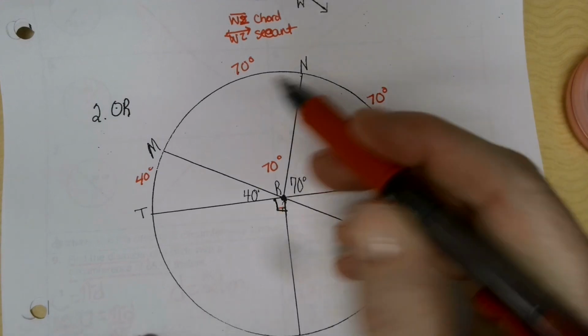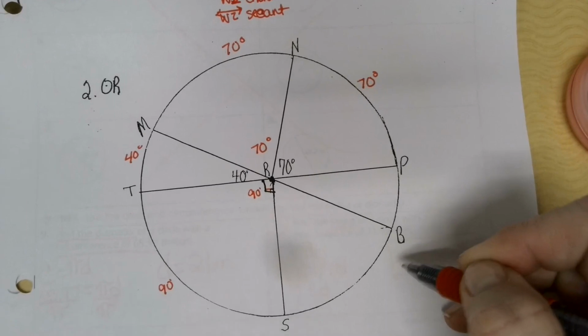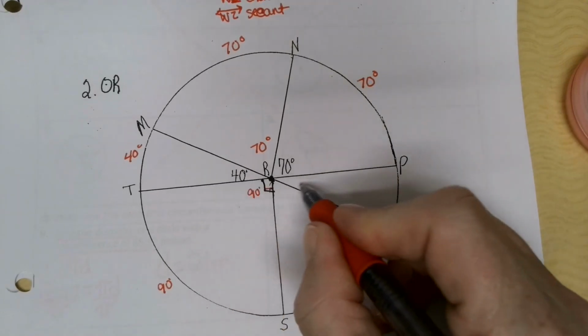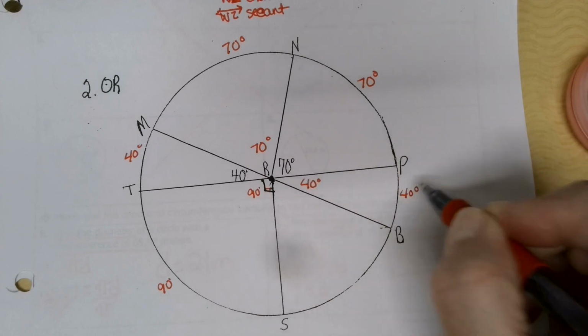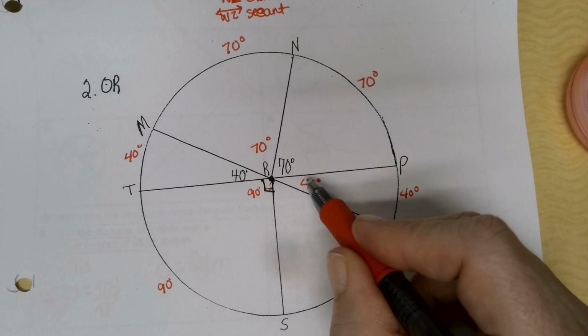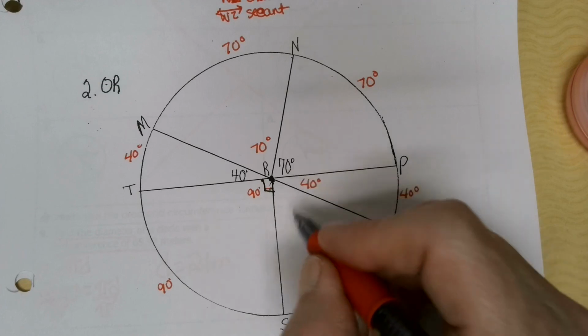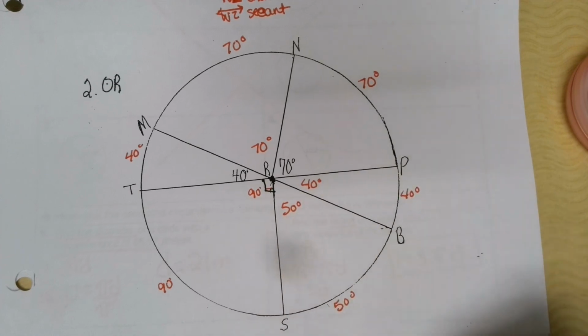We have a 90 right here, so I know that this is 90 degrees, and this arc is 90 degrees. And then this is a vertical angle, so we have 40 degrees here, a 40-degree arc, and then 9, 10, 11, 12, 13, 130, so 50 degrees right here, and a 50-degree arc.